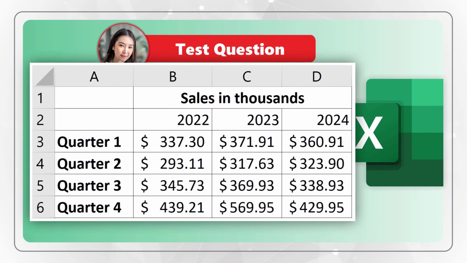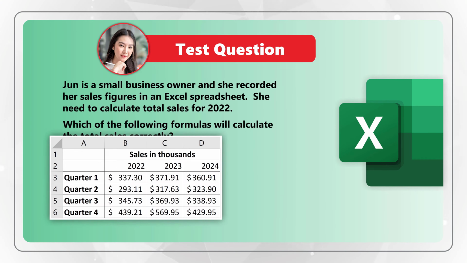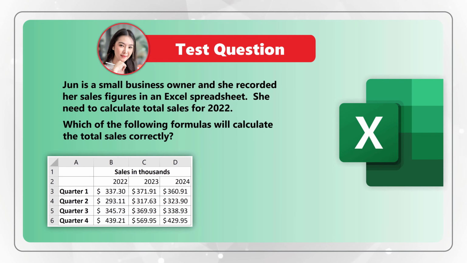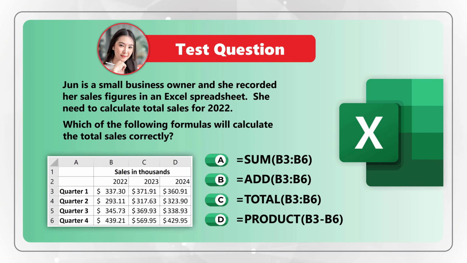You're presented with the snapshot of data from Microsoft Excel, and you need to select one out of 4 possible choices. Choice A equals sum B3 through B6. Choice B equals add and then in parentheses B3 through B6. Choice C equals total and then in parentheses B3 through B6. And last but not least, choice D equals product and then in parentheses equals B3 minus B6.